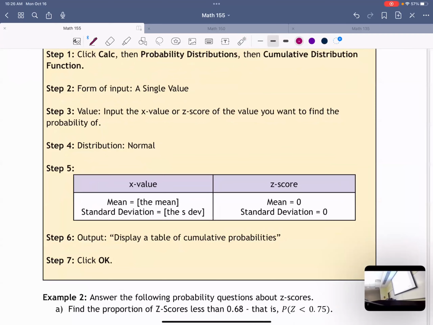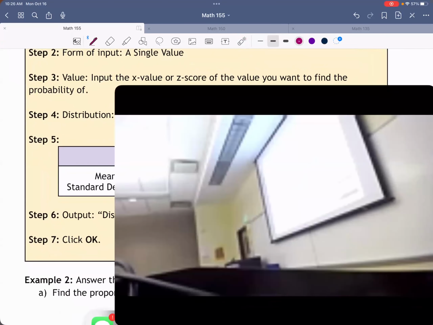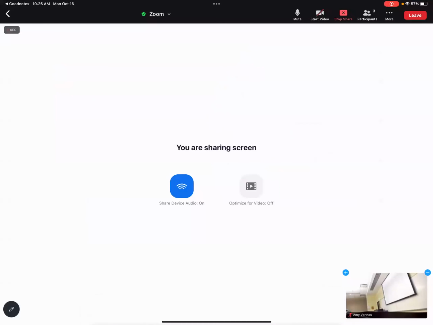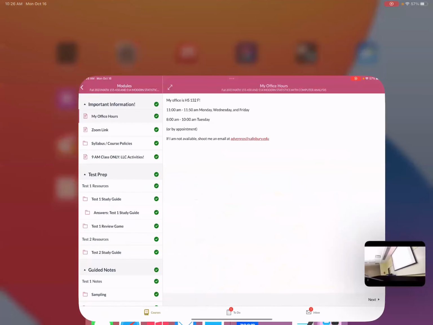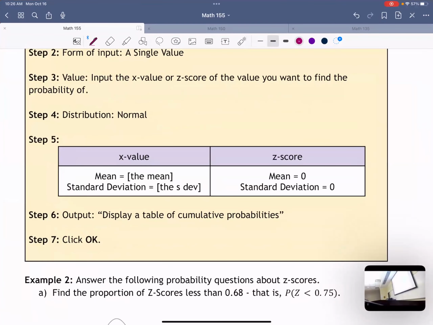And I actually have a mistake up here. Does anyone see it? The standard deviation here should be 1, not 0. So make sure you fix that in your notes. The standard normal distribution has a mean of 0 and a standard deviation of 1. So we're going to make sure that happens.